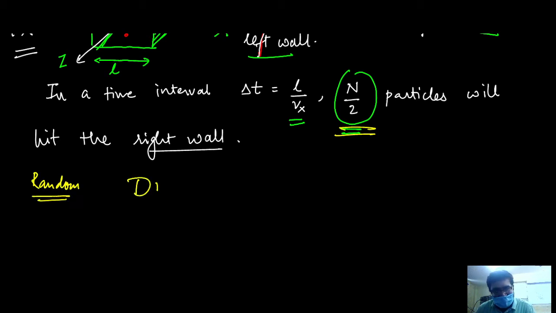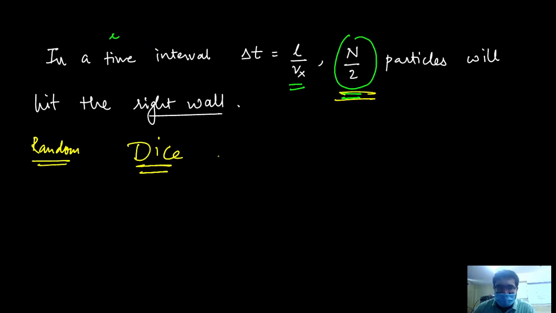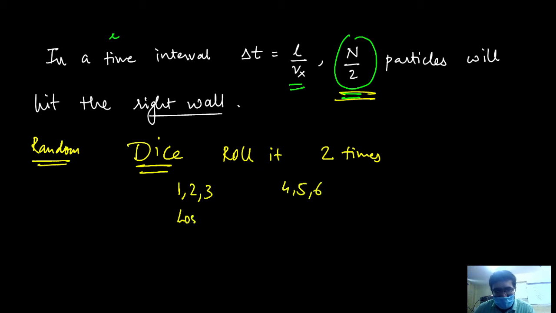Think of a dice. Let's say you take a dice and you roll it 2 times, and we group things into 2 parts, 1 2 3 and 4 5 6. Suppose you get 1 2 3, you lose, and suppose you get 4, 5, 6, you win. Let's say there's this kind of game. So do you agree that there's 50% chance of winning and 50% chance of losing? Yes or no?